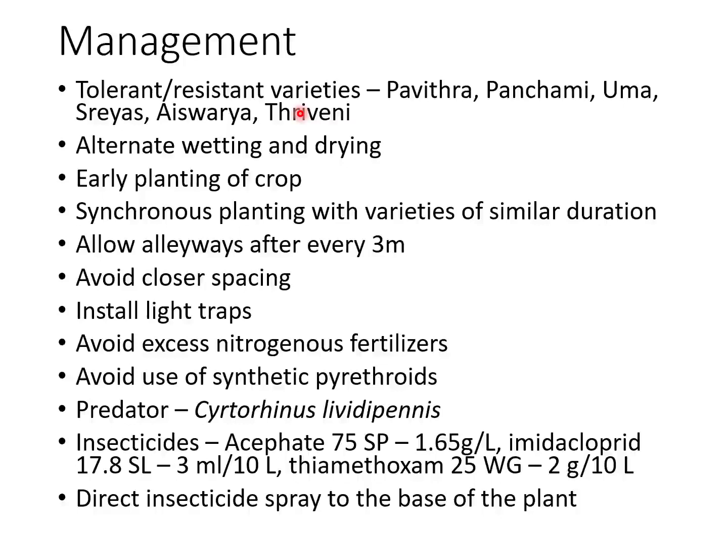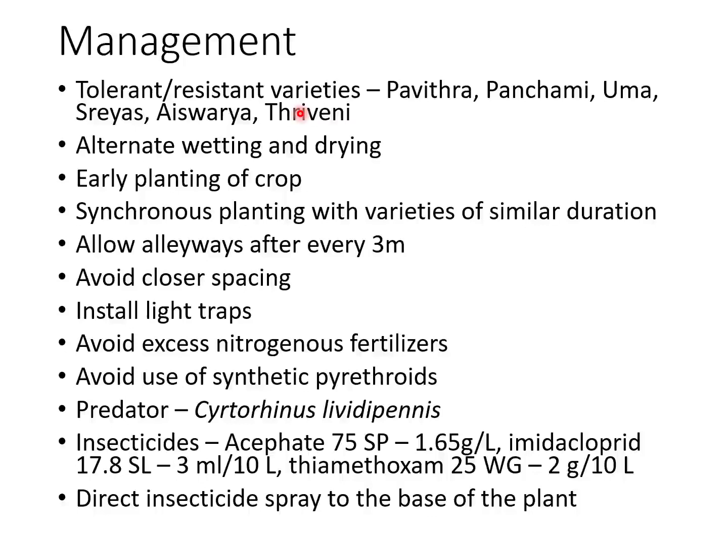So go for synchronous planting, avoid staggered planting, and one thing we have to remember is that even if we are going for synchronous planting, and if the farmers are opting for different varieties with different durations, then the crop will be again staggered. So the farmer should be advised to go for synchronous planting in their area, and at the same time they should use the same variety. Or if they are going for different varieties, the varieties should have the same duration.